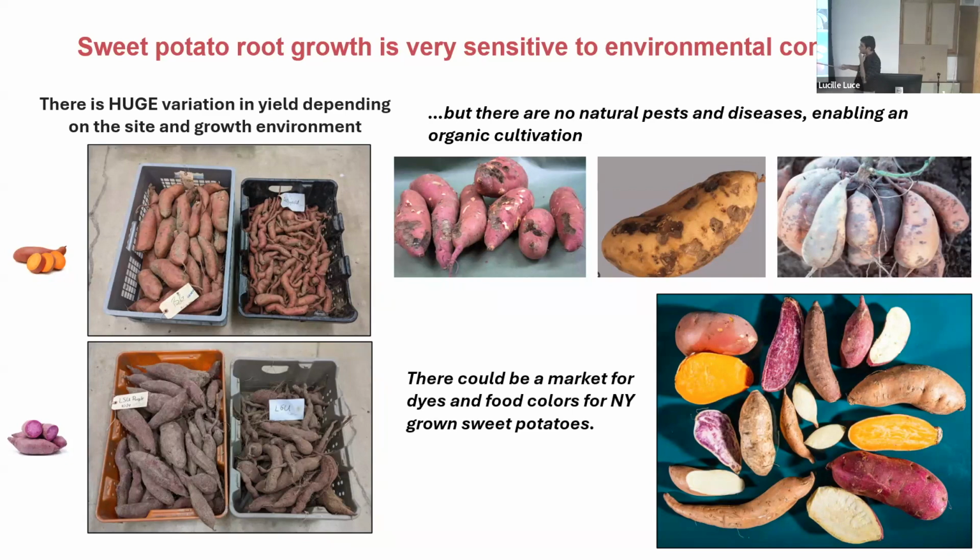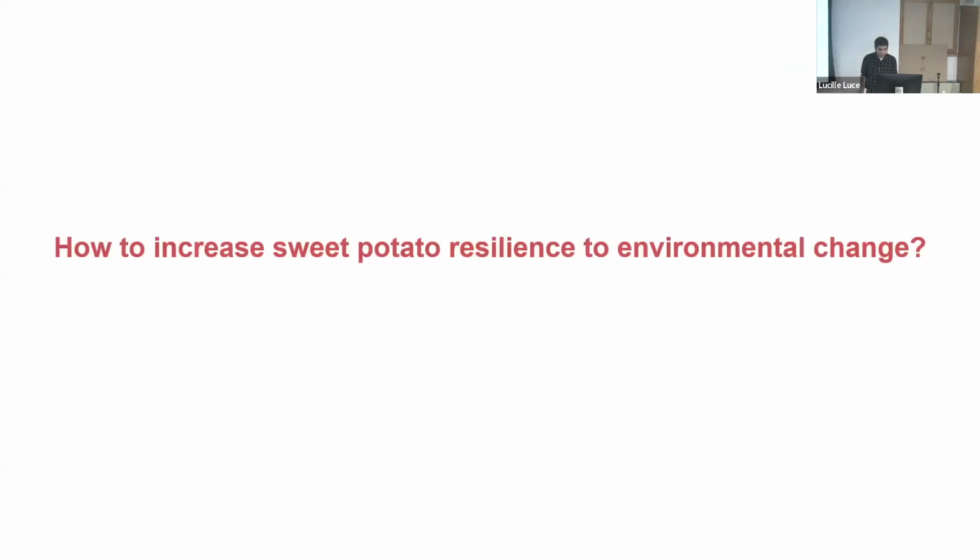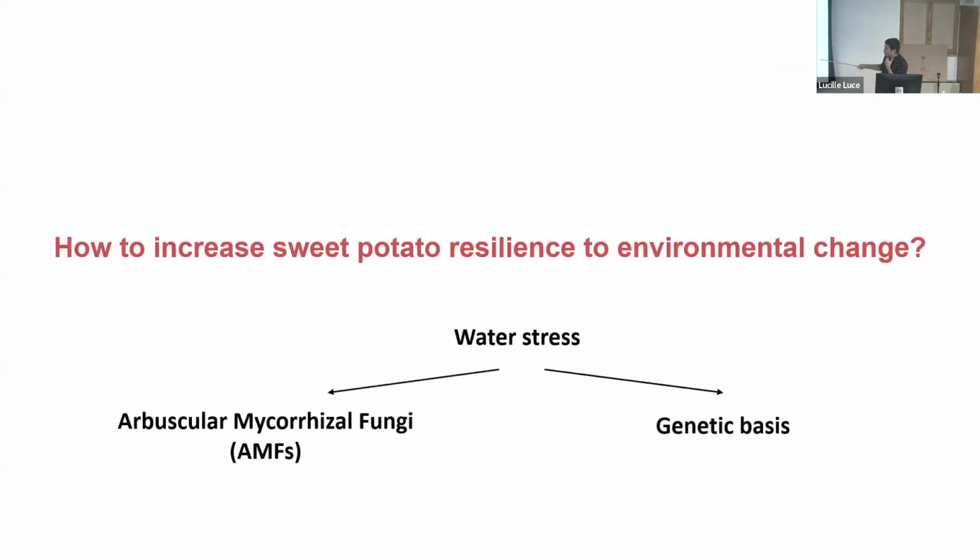But one of the main bottlenecks in this process is how we make the root growth more resilient to environmental change. And this is a project we started a couple of years ago, so I don't have great results on it, but we have been exploring the use of arbuscular mycorrhizal fungi as a way of increasing the resilience, as well as figuring out the genetic basis of water stress resistance and resilience and root growth.